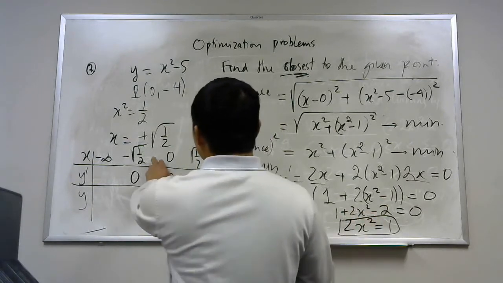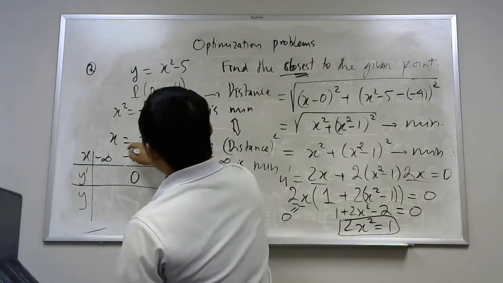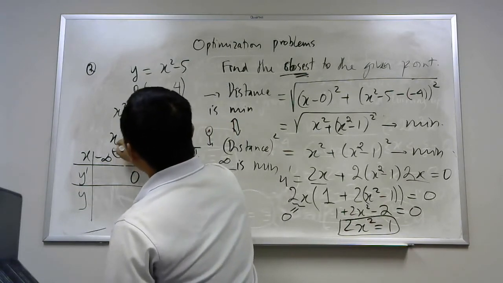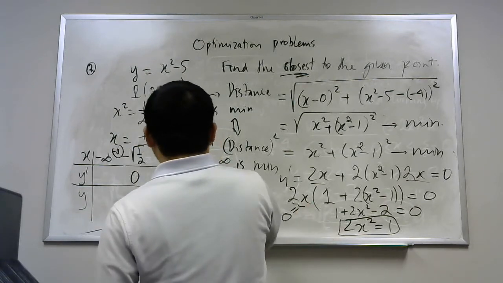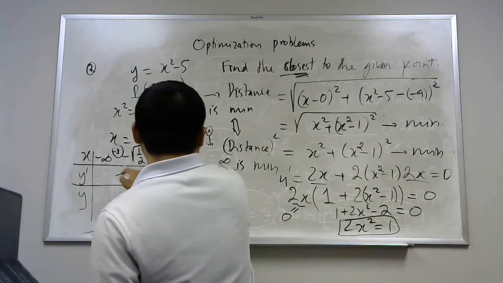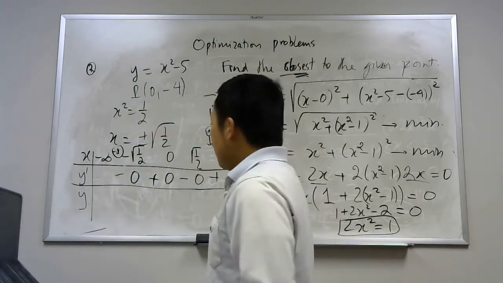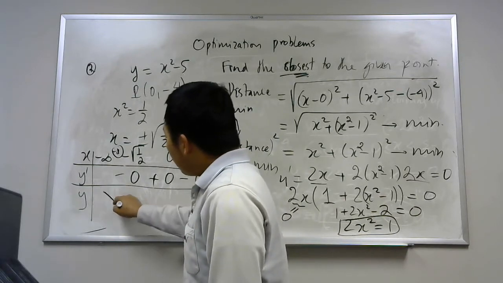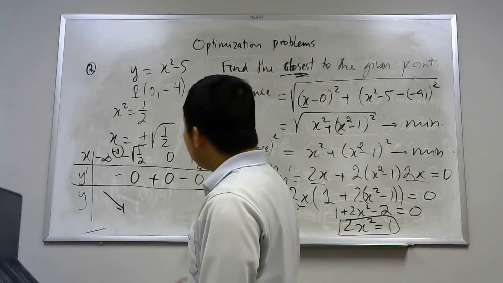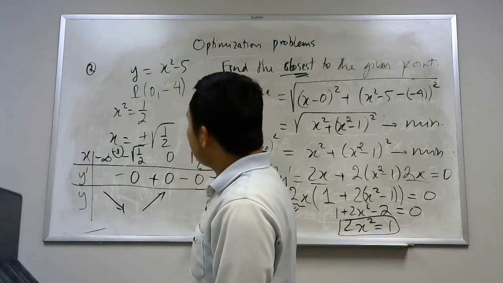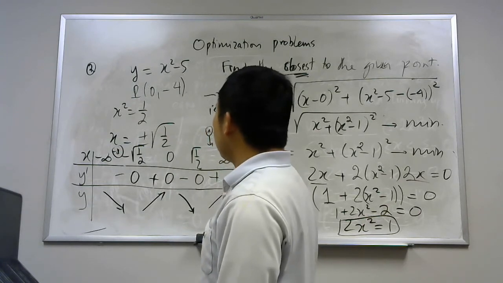I can pick 1 from here, right? And from here I can pick -1. If I pick 1, I plug into this, I get positive. And here I get negative. So probably you have the following picture, right? You can see the function is decreasing on this interval because the derivative is less than 0. In here the function is increasing, here the function is decreasing, and here the function is increasing.